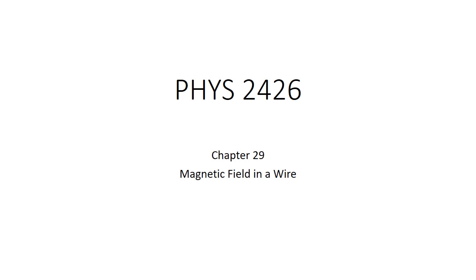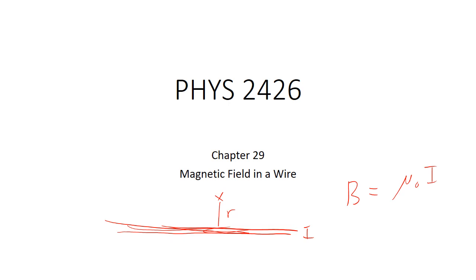So before spring break, we ended talking about Ampere's law. And now we want to do an example of that by finding the magnetic field in a wire. Now, you remember the magnetic field outside of a wire. If you had a wire with current I flowing through it, and you're some distance r away from that, you remember from before spring break, the magnetic field there is going to be equal to mu naught I over 2 pi r.